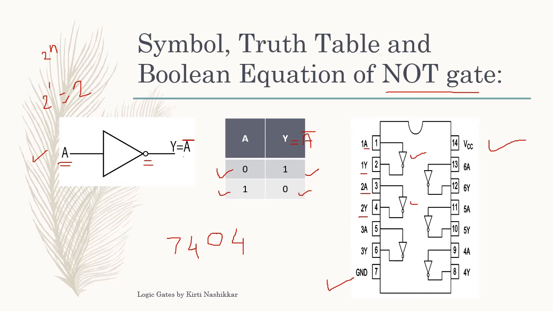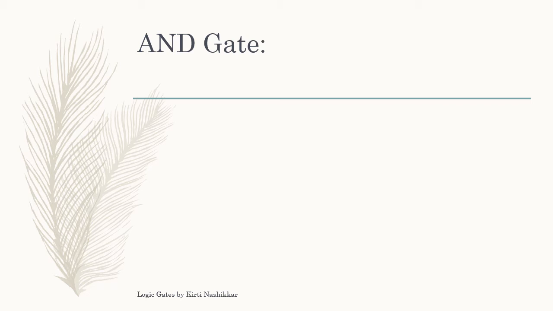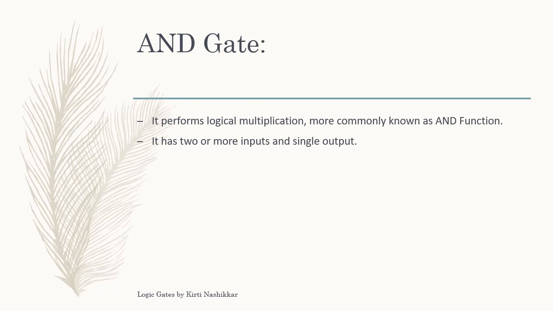After this, let us move towards the next gate, which is the AND gate. Again, this is one of the basic gates. The AND gate performs logical multiplication, more commonly known as the AND function, and it has 2 or more inputs and a single output. Okay, so AND gate requires a minimum of 2 inputs. For the maximum, there is no condition, but a minimum of 2 inputs must be there in case of the AND gate, and it has a single output.